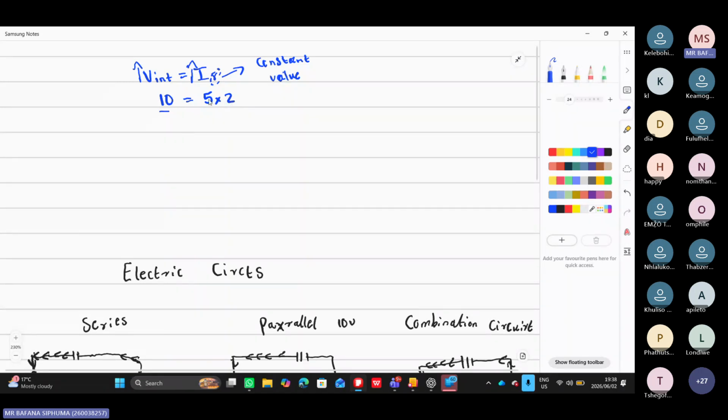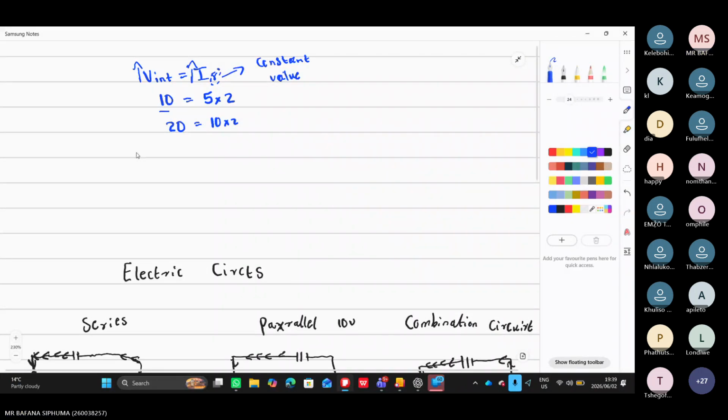But what if the current increases? Let's say the current is 10 multiplied by 2. This gives me a 20. It means that V internal also has to increase so that I balance my equation. So that is why I'm saying V internal is directly proportional to the current. Simple as that.